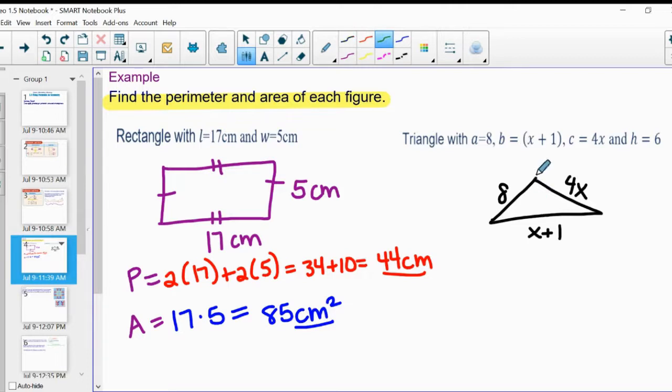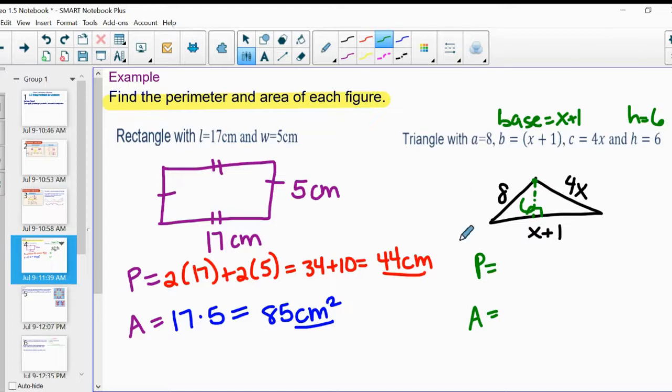My height from that top vertex straight down to the base at a right angle, that is a length of 6. So we have our base, x plus 1, our height equals 6. Those are what we need for our area, and then perimeter, just add up the 3 sides. So again, why don't you go ahead and pause, see if you can find the perimeter, see if you can find the area. And then when you're ready, hit play, and I will go through it for you.